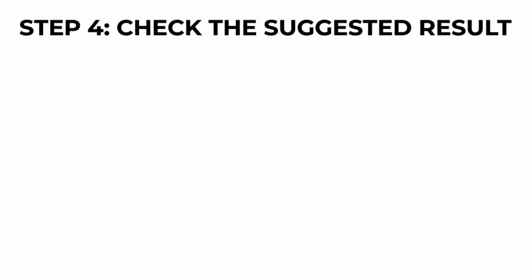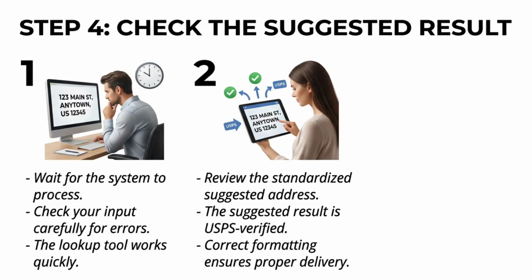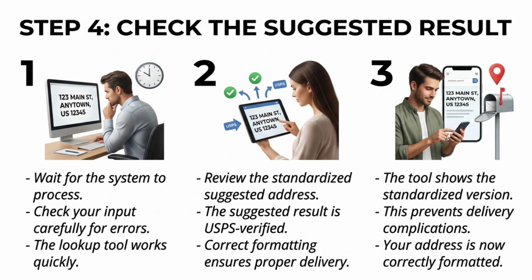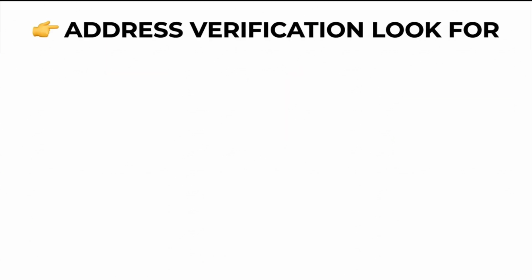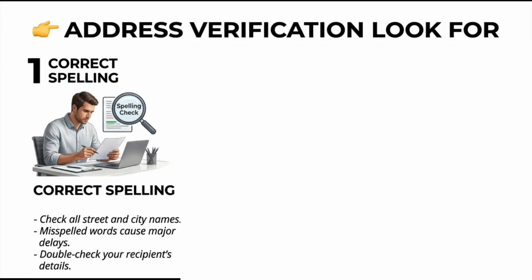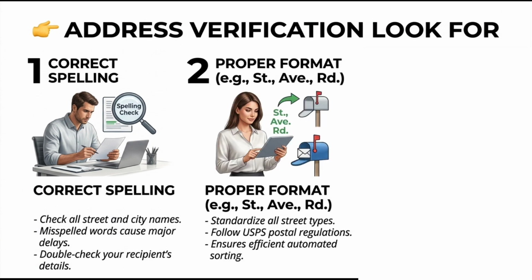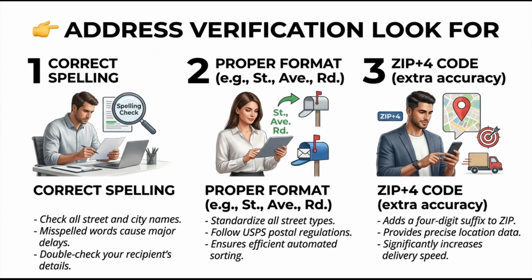Step 4. Check the suggested result. So USPS will show you the standardized version of the address. Look for correct spelling, proper format, and zip+4 code, which is for extra accuracy.